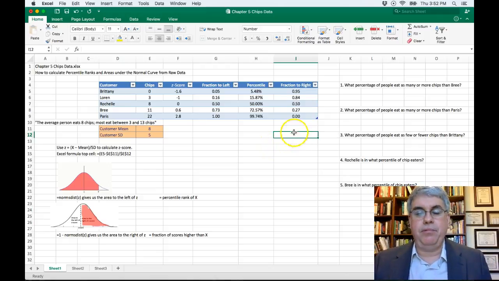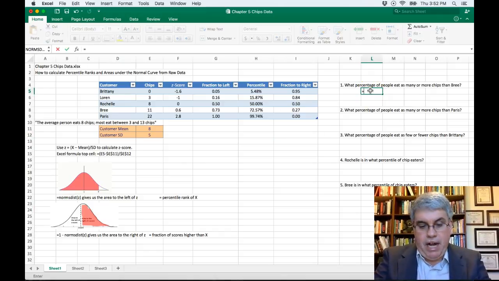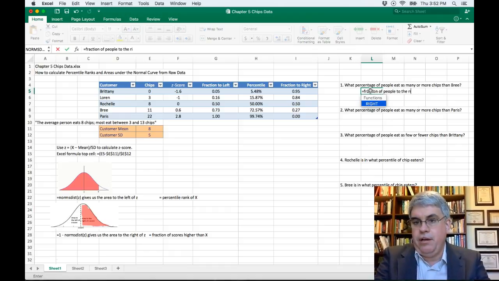Now we can answer some specific questions about what each girl does about the chips. Our first question is, what percentage of people eat as many or more chips than Bree? So here we've got Bree. Her z-score was 0.6, so it'd be over here. And the question is, what percentage eat as many or more chips than Bree? So we would look at what's to the right. So the answer is going to be equal to the fraction of people to the right of Bree.